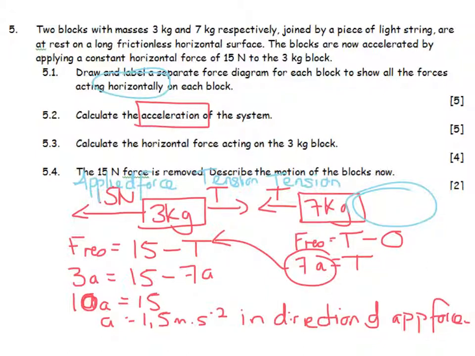Calculate the horizontal force acting on the 3 kilogram block. So it's a resultant horizontal force, where you're going to say 3 times 1,5 and you land up with 4,5 newtons. That's the resultant force. And what would happen if the blocks were just left? There'd be no unbalanced forces and they would continue in the same state of motion.